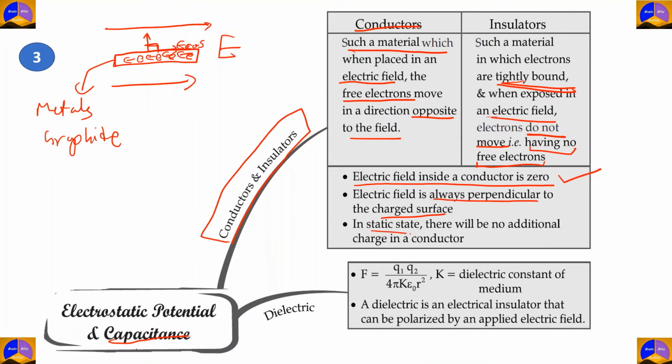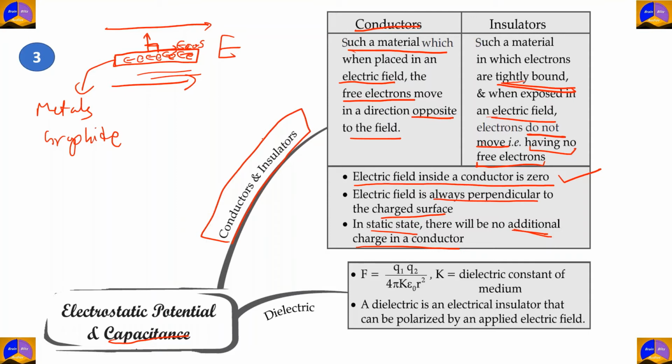In static state, there will be no additional charge in a conductor. In later chapters of magnetism, you would know that when a current is moved through an electric field, it generates current. But if the current is static or stationary, like this one, then there is no additional charge produced.